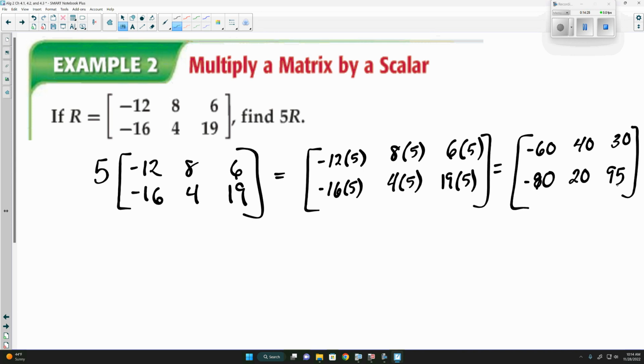Now we could have done this in the calculator, because I could have typed matrix R in and then 5 times R and got this here. But for some of these, it almost would have been just as easy to do 5 times each one of the elements and got it just as quickly. Questions on this here?